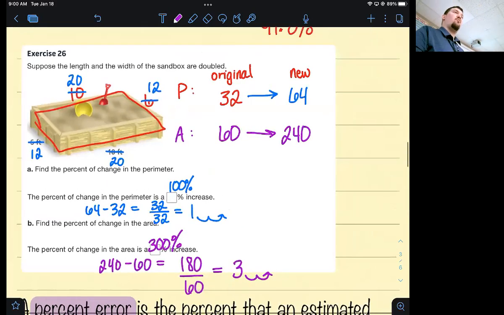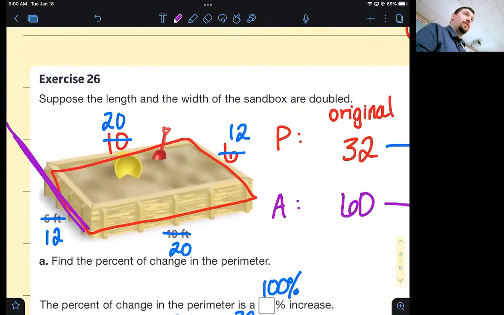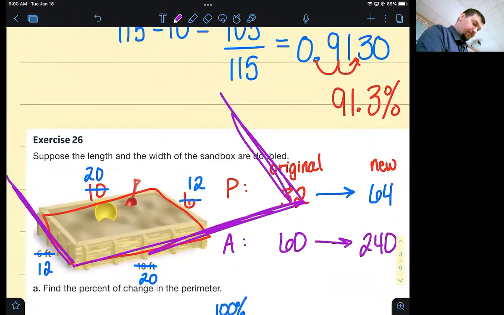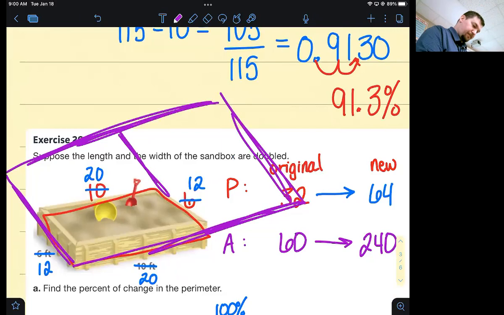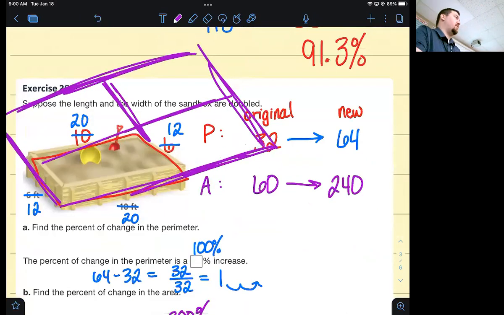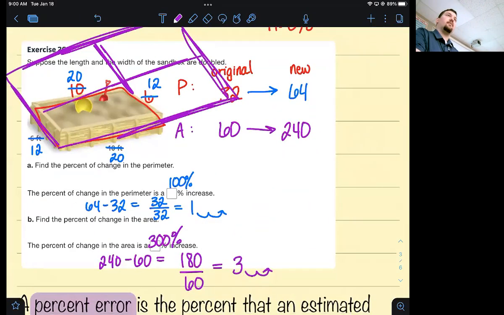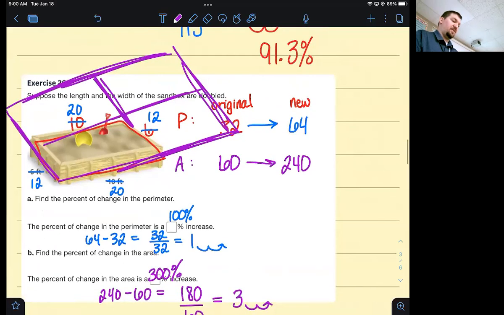So if something quadruples in size, here's why it quadrupled. Look at the sandbox. If I double the width and I double the length, I just added 3 more sandboxes in there, didn't I? That's why it's a 300% increase. Because if you double the length and you double the width, it's like adding 3 more sandboxes to what you already have. So 300% change.